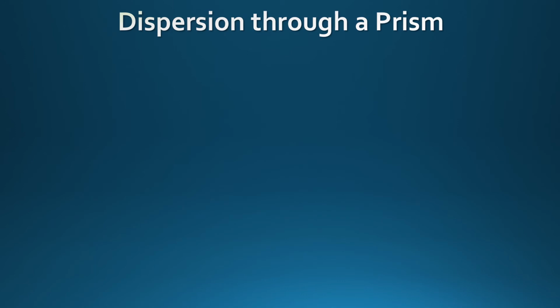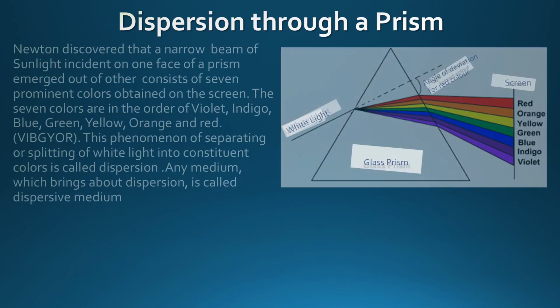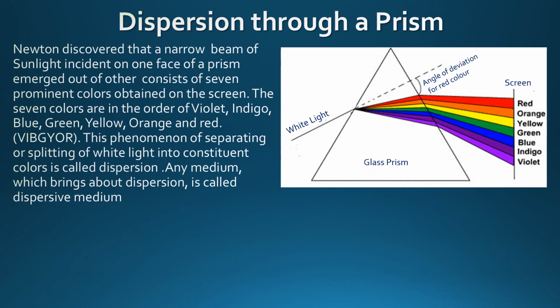Let's understand dispersion through a prism. Newton discovered that a narrow beam of sunlight incident on one face of a prism emerged out of the other face consisting of 7 prominent colors obtained on the screen. The 7 colors are in the order of violet, indigo, blue, green, yellow, orange, and red. That is called VIBGYOR. This phenomenon of separating or splitting of white light into constituent colors is called dispersion.